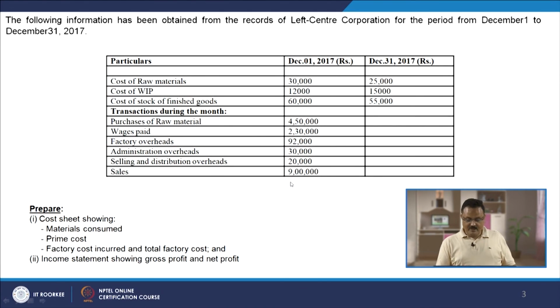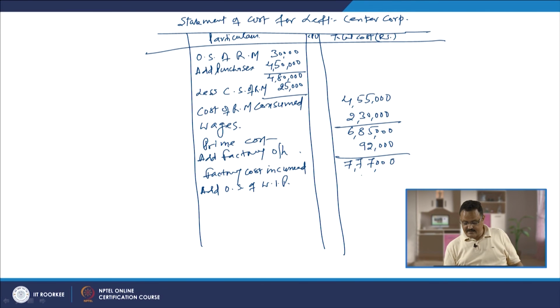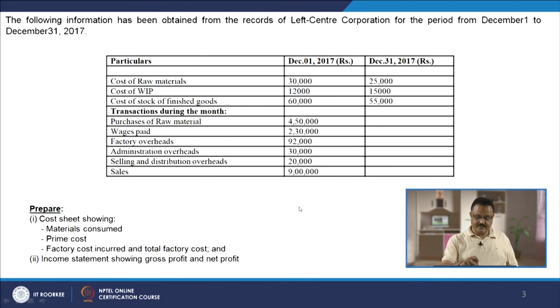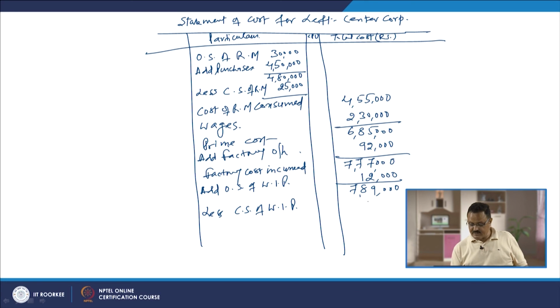How much is the opening stock of WIP? Let us check here. WIP's opening stock is 12,000 rupees. So, you put it directly in the outer column, and then you have to find out this value. This value works out as 789,000, and then less the closing stock of WIP. Closing stock of WIP given to us is 15,000. So, put it in the inner column directly and then subtract it.